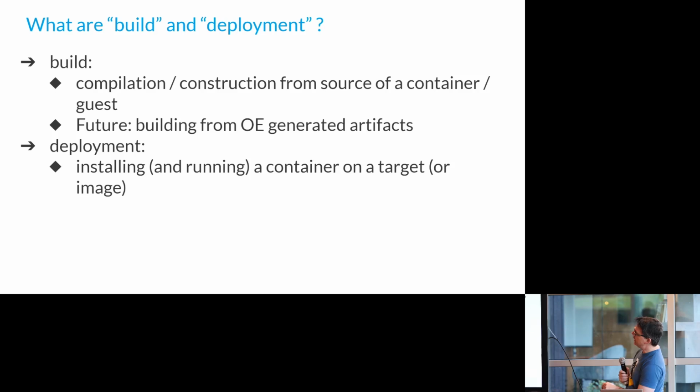What I cover in meta-virtualization is build and deployment. So for our definition, build is the compilation or construction from source for a container or guest. In the future, I would like that to include building from OE-generated artifacts, hence the binary distro stuff that we were interested in. Deployment is the installation and running of a container on the target image. So not only being able to pull it on, but to cross-install it, set it up for auto-start, boot, and it's there, right? So you don't have the first boot kind of pull and install.